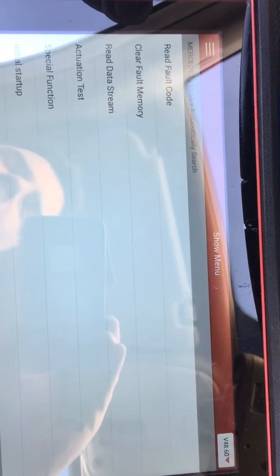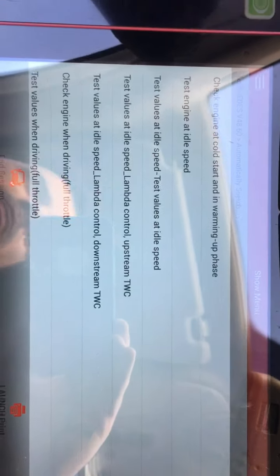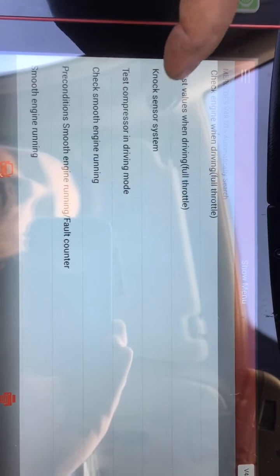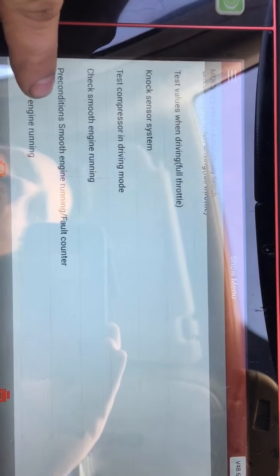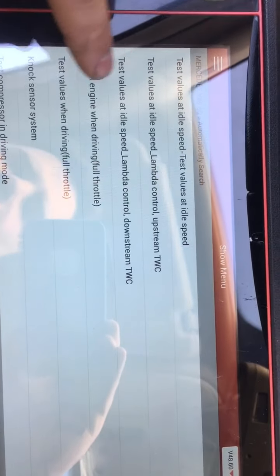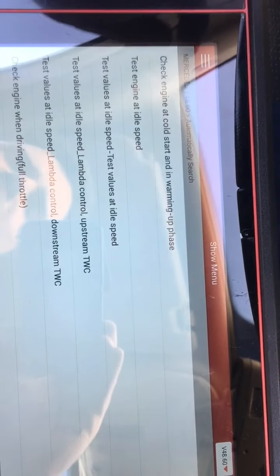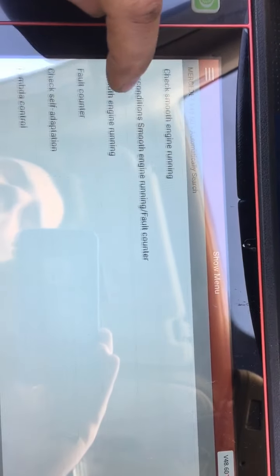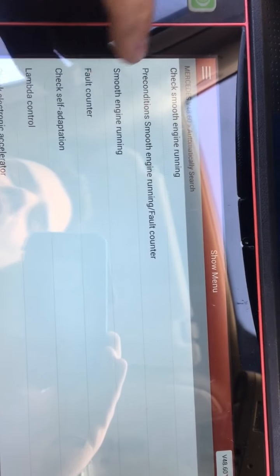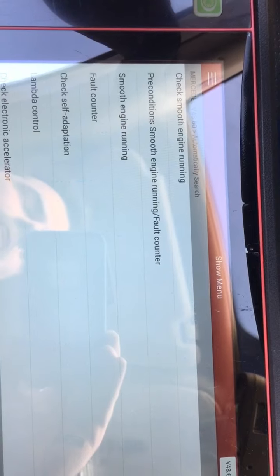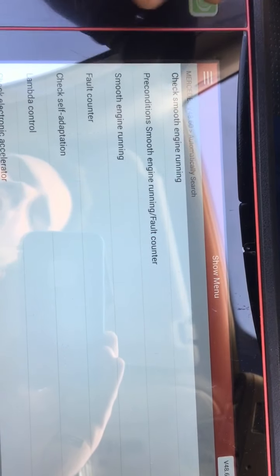So the proper way to diagnose and figure out where the problem is, you have to go into a data stream, and then we're looking for smooth engine running values. There is also a fault counter that counts misfires, but that doesn't catch anything. That will tell you 0 misfires. If I go in here, I will have 0 misfires, and it will not tell me anything.